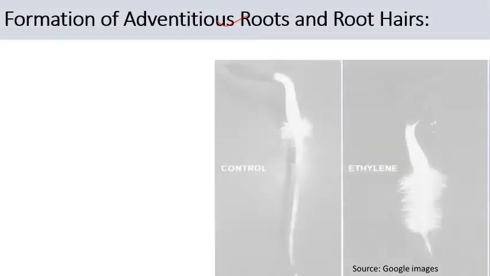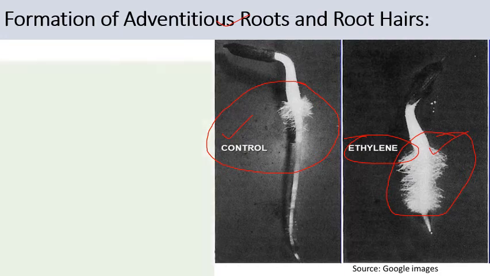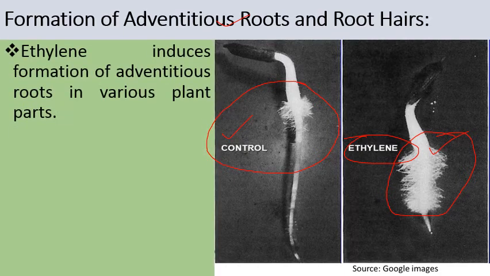Next important physiological response of ethylene is formation of root hairs or formation of adventitious roots. This is the picture of a seedling which is the control one, that is, no treatment of ethylene has been given. When we treat this seedling with ethylene, then we can see there is an enhancement or increase in the number of root hairs in the seedling. So ethylene induces formation of adventitious roots in various plant parts.